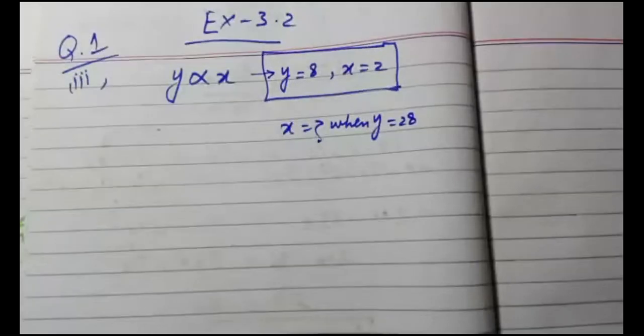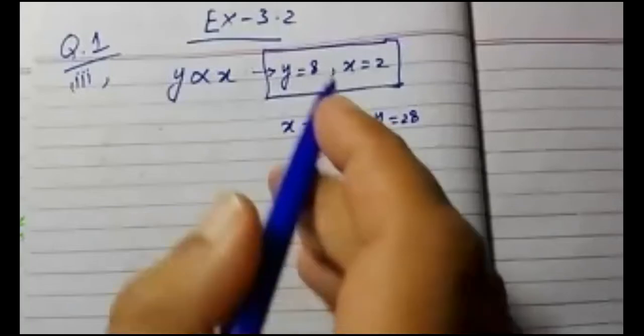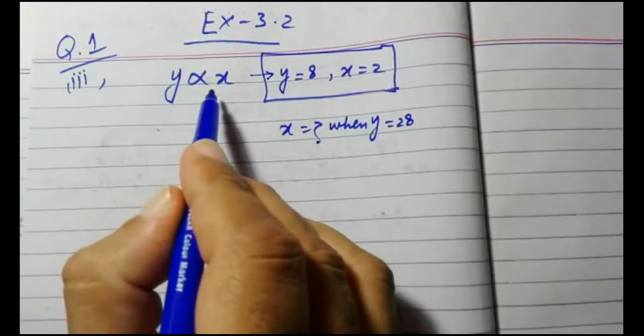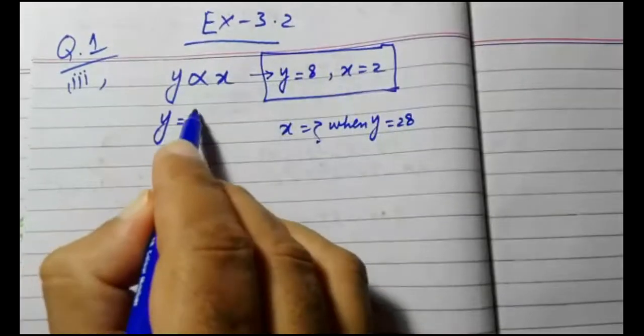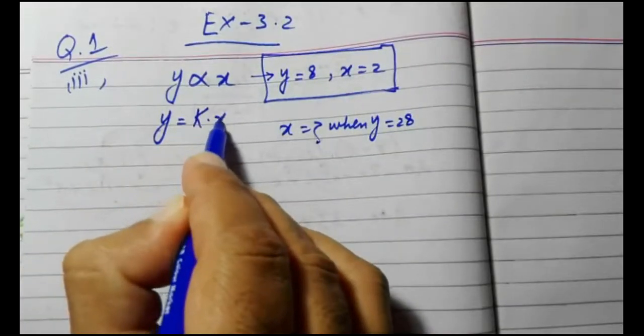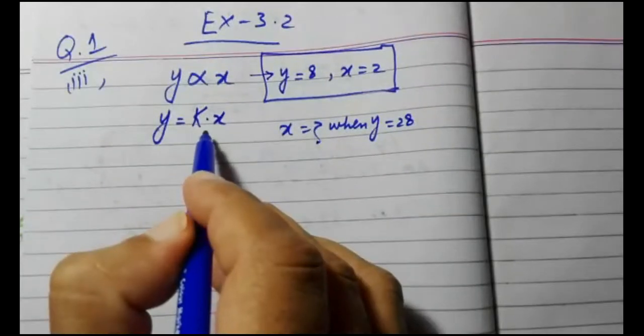You will start working like this one. Once you write it, y is directly proportional to x, as it is written in the statement of the question. So you will write y equals k times x, so it will become kx. k is a constant which we use to remove the sign of proportionality. Now we need to find the value of k.